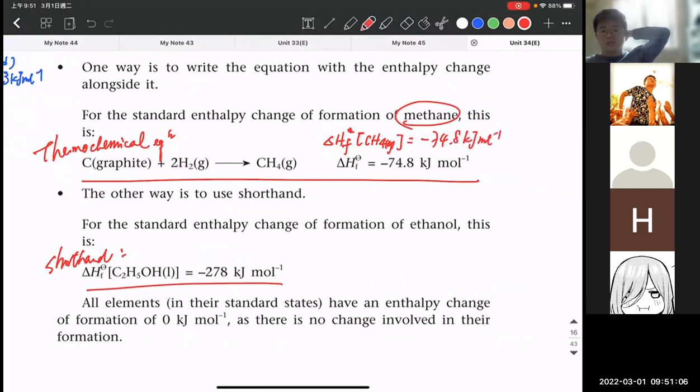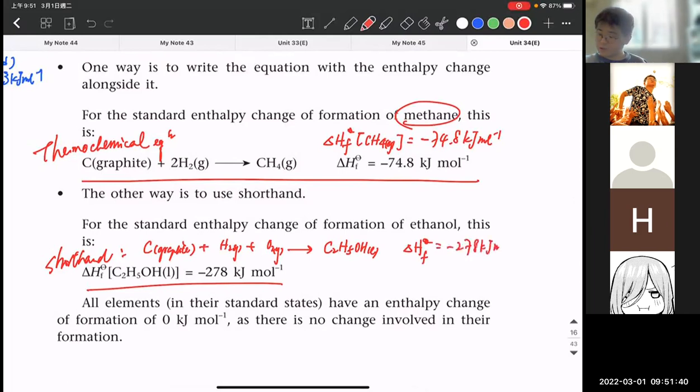Okay, how about this? If you write down the formation of ethanol, what is the equation you're going to talk about? 1 mole of ethanol will be formed from its constituent elements at its standard state, which is graphite, hydrogen, and oxygen, together with the delta H value of formation being minus 278 kilojoule per mole. Do you understand? So remember to balance the equation.